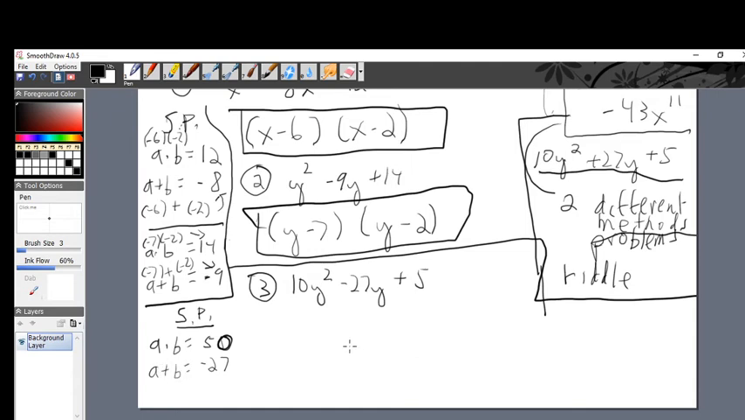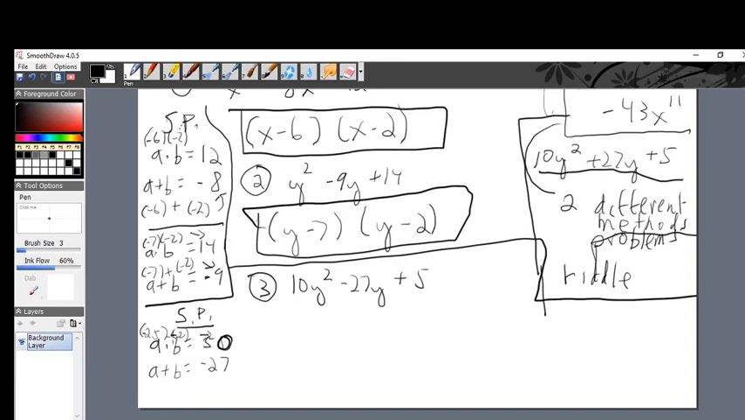What are those two numbers? What two numbers will do the trick? When you multiply them together, you get 50, and when you add them together, you get negative 27. This is a little harder riddle to figure out. The answer is 25 times 2 is 50, and negative 25 times negative 2.